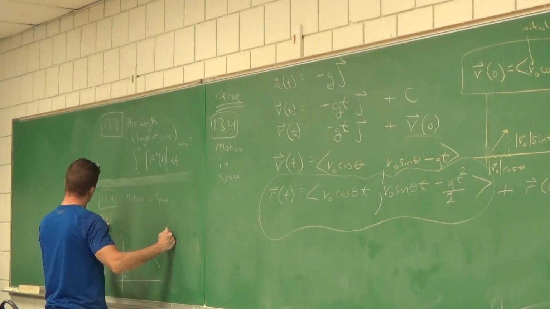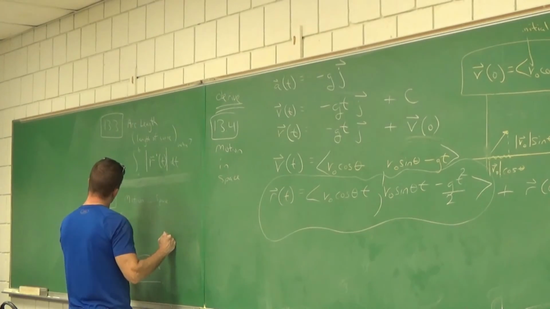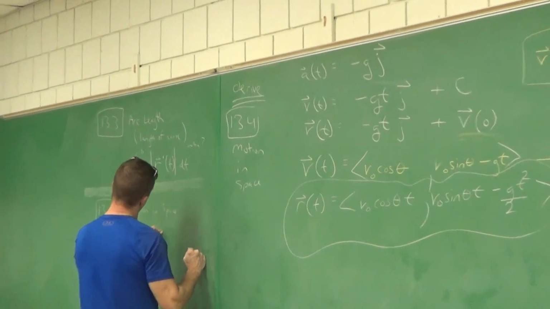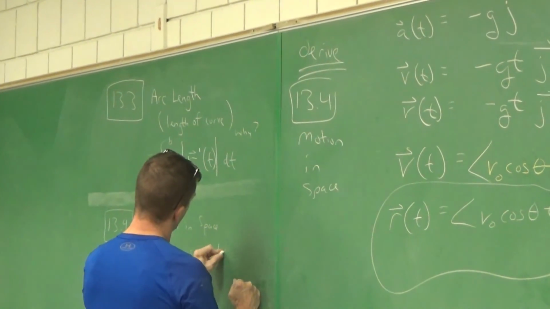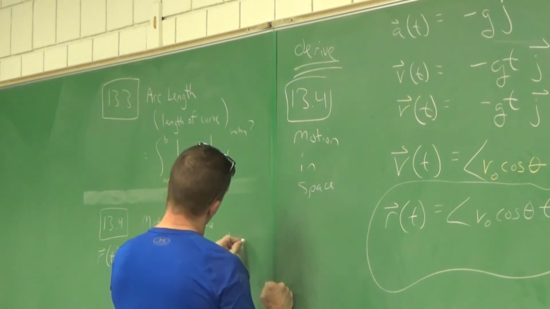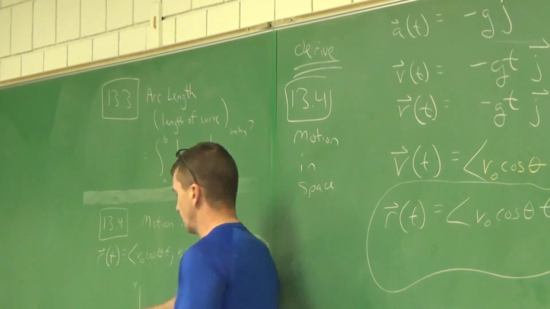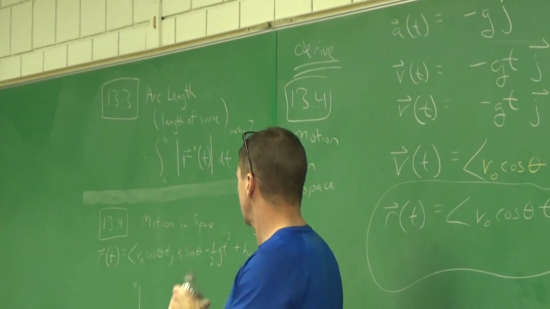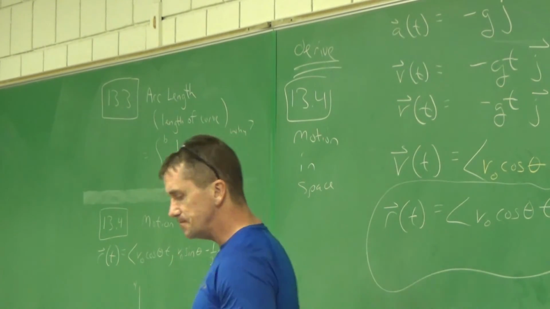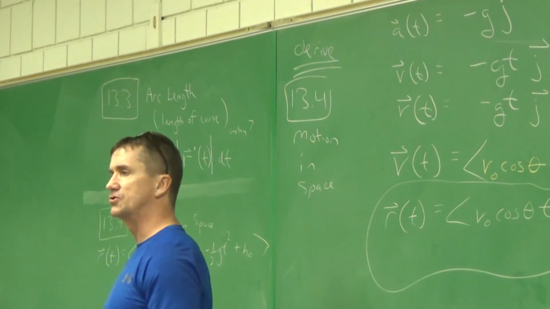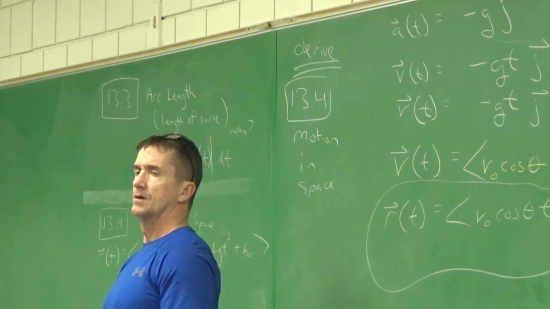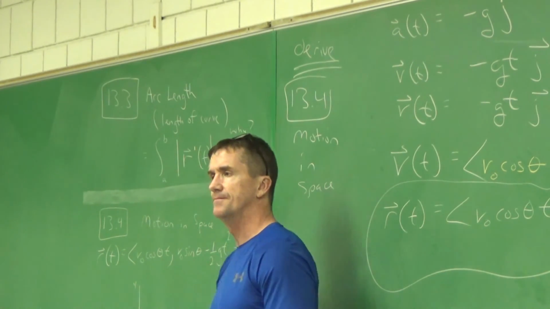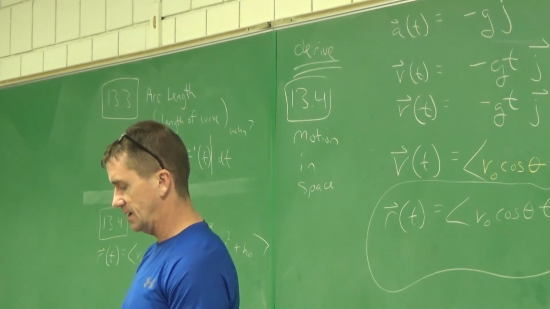R of t, V naught cosine theta t, V naught sine theta t, minus 1/2 g t squared plus, I'll put h naught in case it's thrown above the origin. Metric, we'll use 9.8 for g. US customary units, we'll just use 32 for g, depending on the units they got.